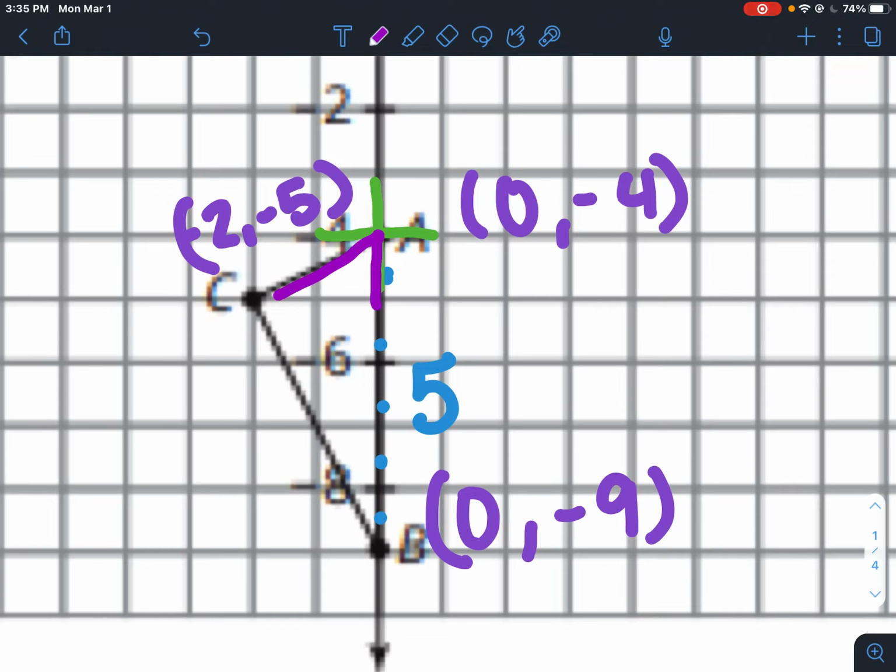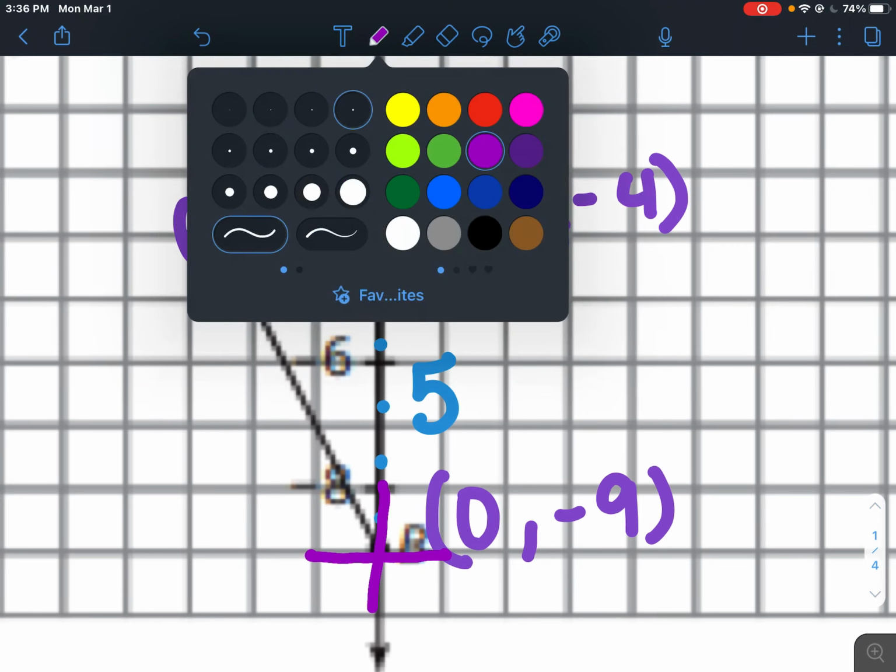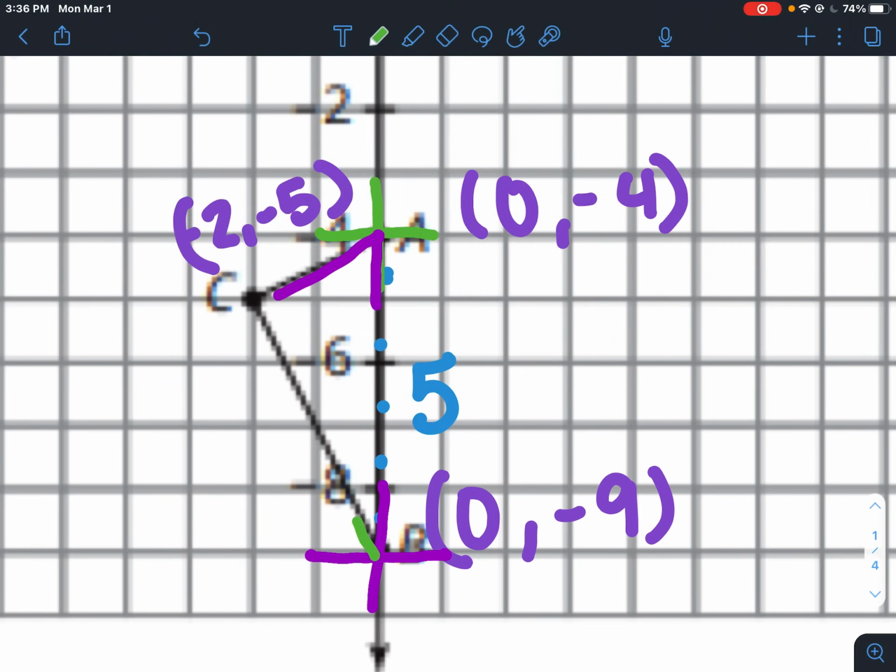It's less than 90 degrees. I don't know what measurement it is by looking at it, but I do know that angle A is less than 90 degrees. Same thing for angle B. 90-degree grid lines, and my angle, angle B, is like this. Definitely less than 90 degrees. So I know for sure A and B are not 90 degrees.